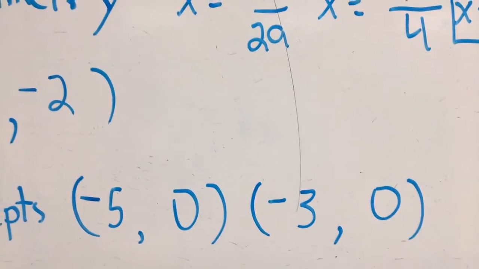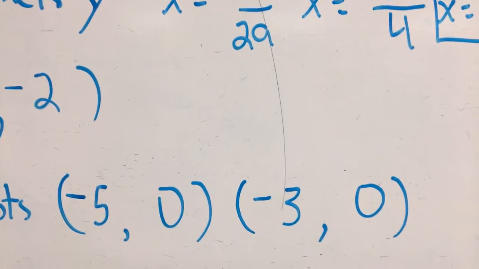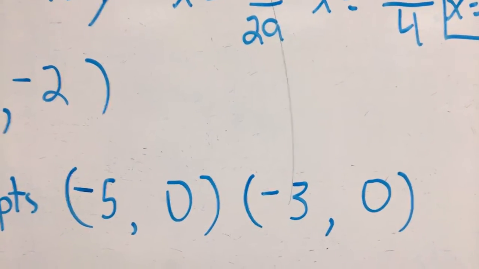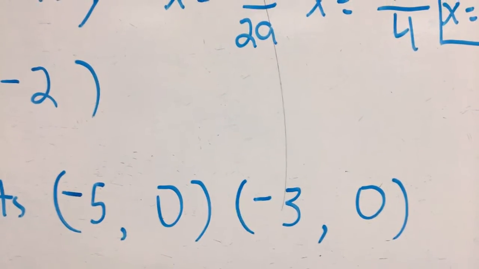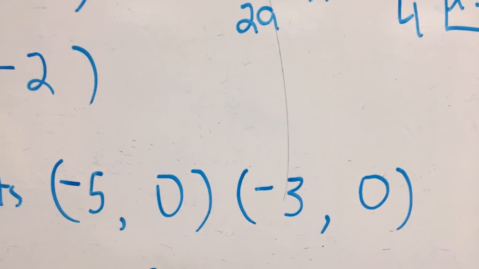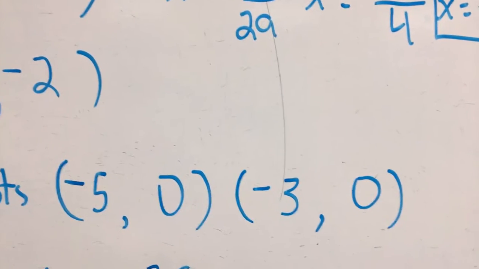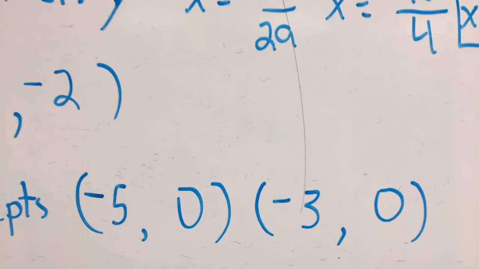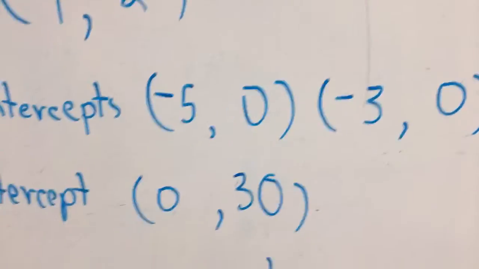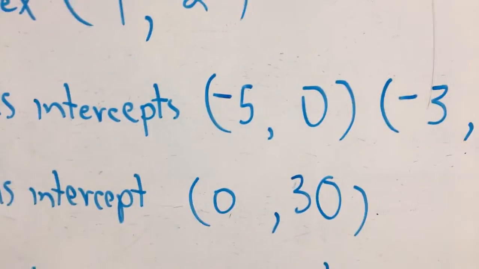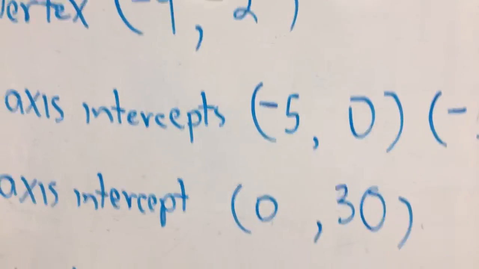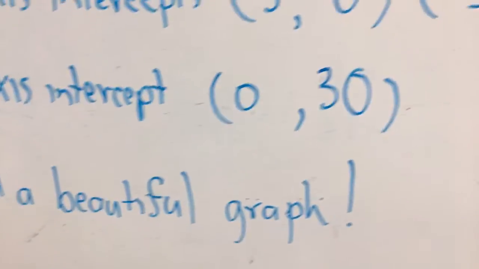There they are, okay? So that's where it crosses the x-axis, at -5 and at -3. Note that -4 is dead smack in between -5 and -3, and it had better be. Parabolas are symmetric. If it's not, you better go back and check your work. And I already know what the y-axis intercept is. If I chuck a 0 in for x, the only thing left in the original equation is a 30. And now I need a beautiful graph, okay?